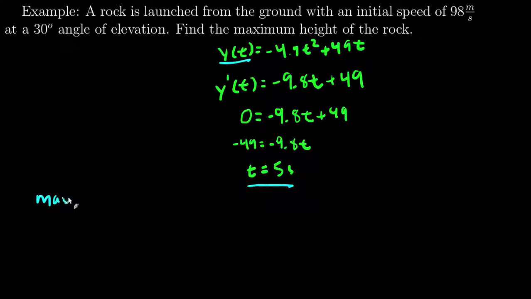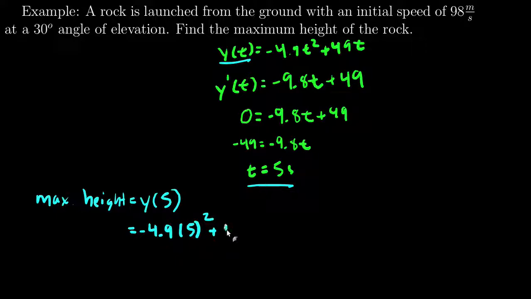So maximum height is going to be the height at this time, which will be negative 4.9 multiplied by 5 squared plus 49 multiplied by 5. Okay. 5 squared is 25, so I get negative 4.9 times 25. Let's see, 49 times 5, well, 50 times 5 is 250, so this will be 245.